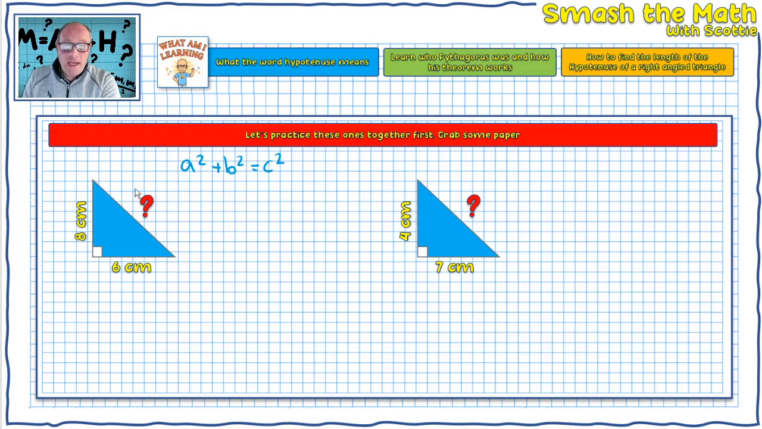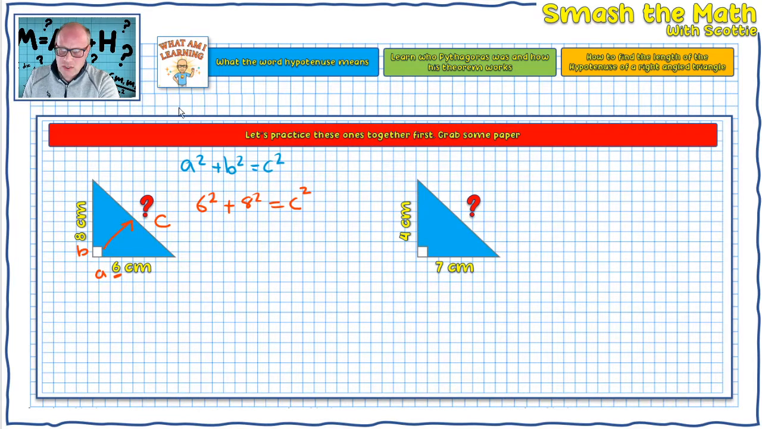Okay, now we need to label the triangle. So remember, the side opposite the right angle is C, or the hypotenuse. Okay, so the hypotenuse is called C. We can label this one or this one A or B, it doesn't matter. So I'm going to label this one A and this one B. You could have labelled that one A and that one B, it doesn't matter. Now we've labelled it, we've got a formula, we can substitute in what we know and find out what we don't. So we've got A squared, so A in this case is 6. So let's do 6 squared plus B is 8, so 8 squared. So those two added together should give us C squared.